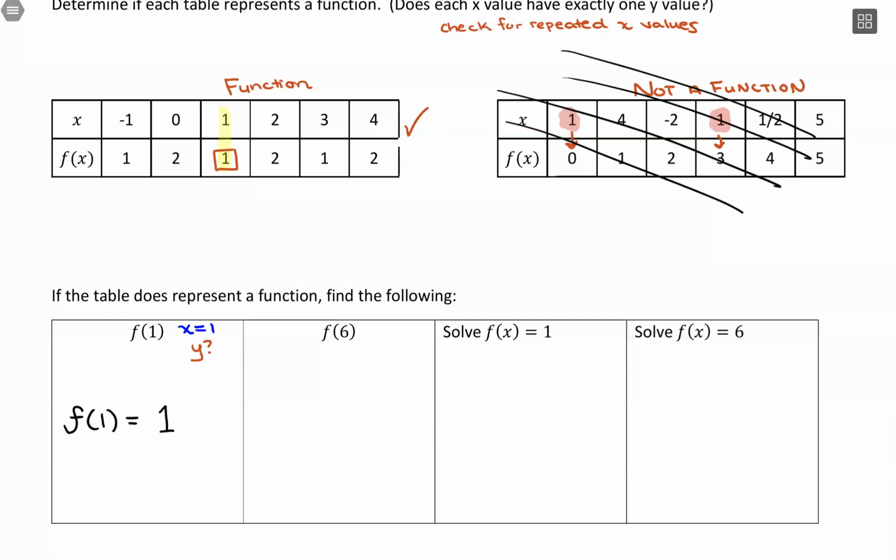For the second one, it's telling me x is equal to 6, and it wants to know what would y be. So for this one, I want to look at x equals positive 6. So if I look at my table here and look at my x values, what I'm going to notice is I don't have a positive 6. So from this table, that's an undefined value. We don't know what it is. So I'd say f of 6 is undefined.